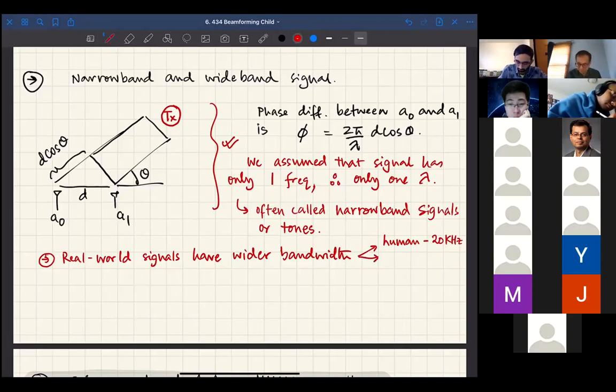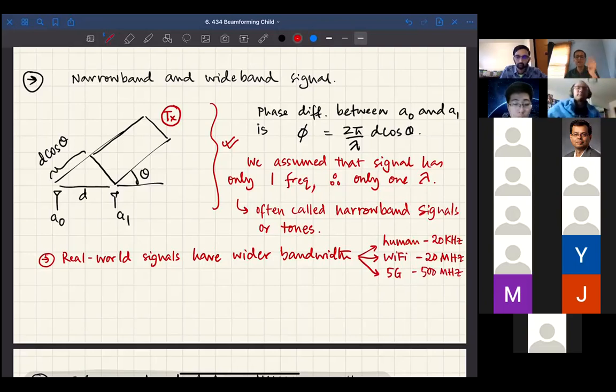Wi-Fi, someone? Anyone? What is the bandwidth of a Wi-Fi signal? 20 megahertz. Okay. What are we thinking about 5G? What kind of bandwidth can we do in 5G? People are talking about 500 megahertz. These are called ultra wideband.